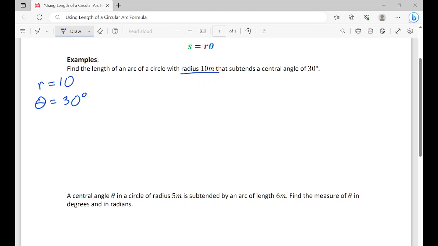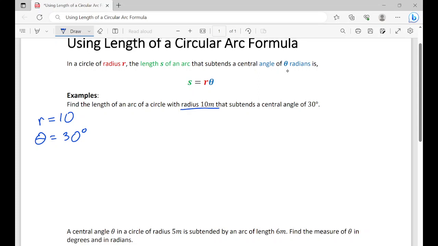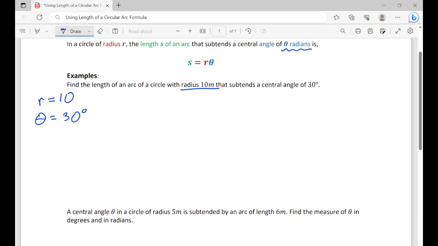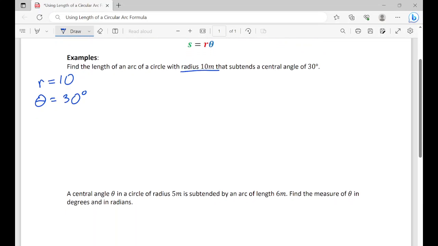But you need to be very careful. It says 30 degrees here, but here it says theta is in radians. So while 30 degrees is correct, we have to convert it to radians. To do that, we're going to take 30 and multiply it by pi over 180, and that will give us pi over 6. So theta is 30 degrees, which is pi over 6 radians.